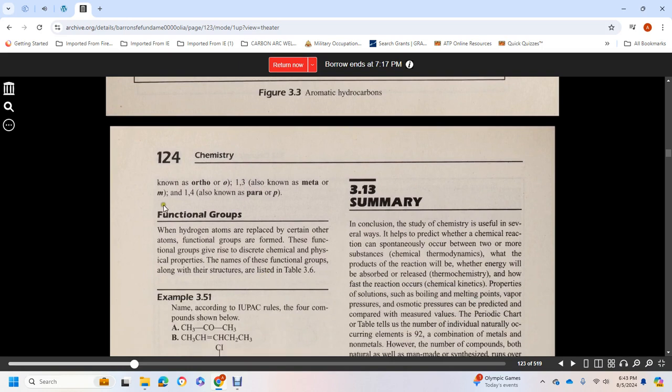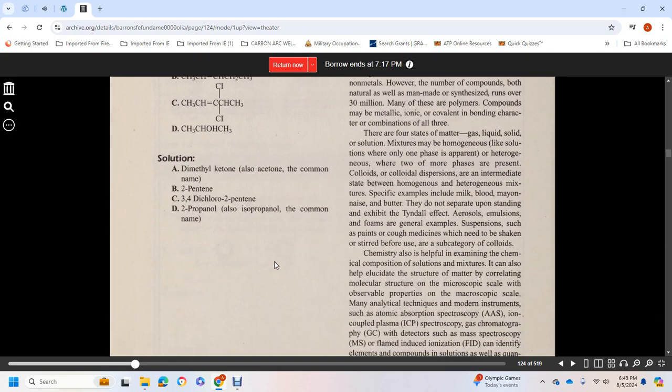Functional groups: when hydrogen atoms are replaced with a certain group of atoms, functional groups are formed. The functional groups give the compound discrete chemical and physical properties. The names of the functional groups along with their structures are listed in Table 3.6.